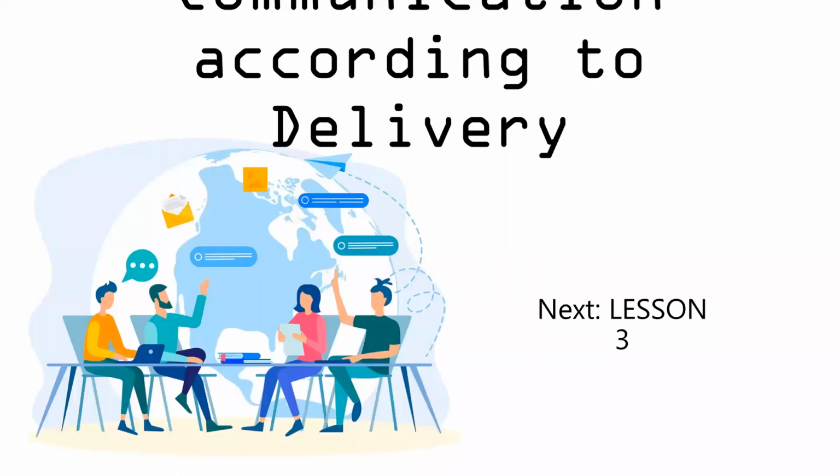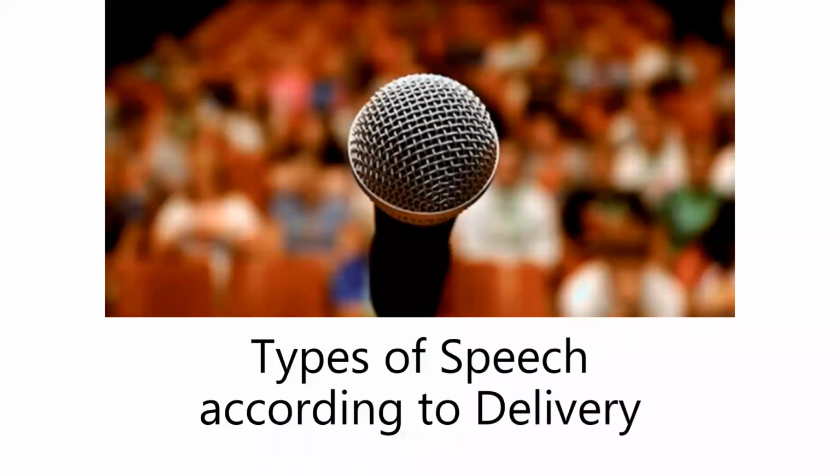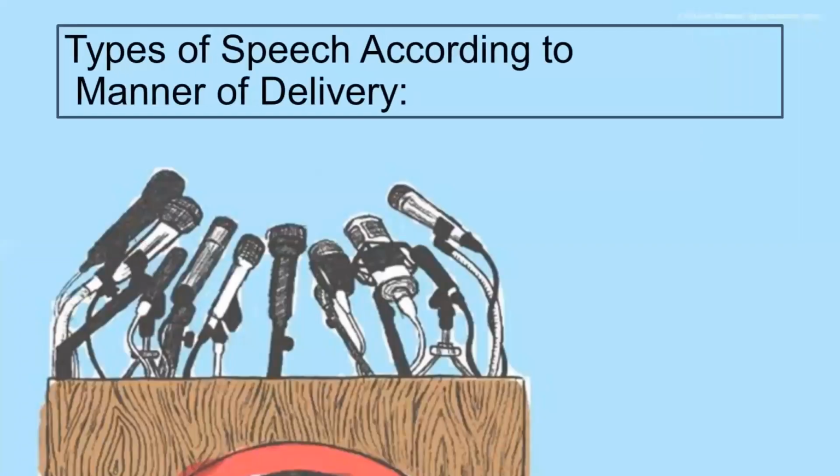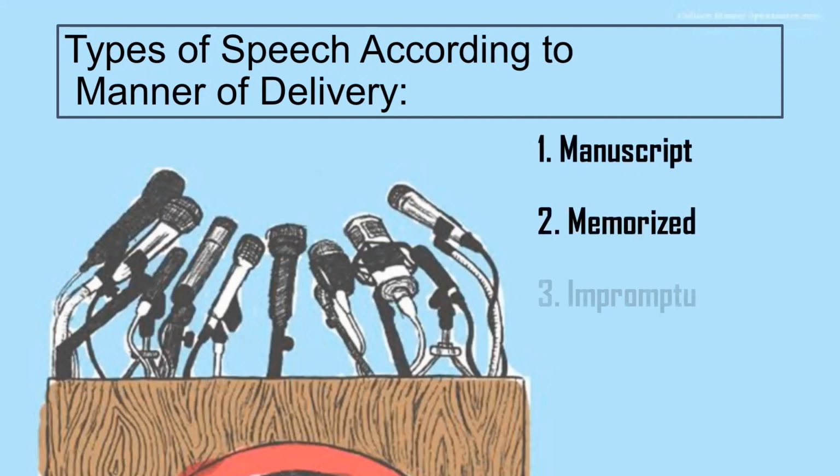Okay, so another lesson will be communication according to delivery. So there are types of speech according to delivery, but let us define speech first. Speech is any type of formal or informal discourse intended to be delivered or orated to an audience. So whether it is formal or informal delivery, that can be explained as a speech. So there are types of speech according to manner of delivery. We have one, manuscript; two, memorized; three, impromptu; four, extemporaneous.